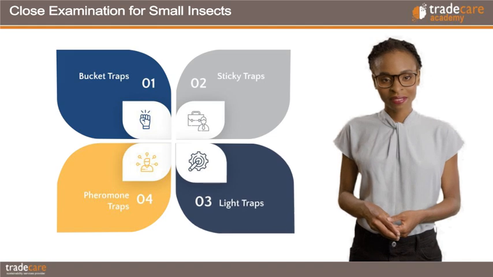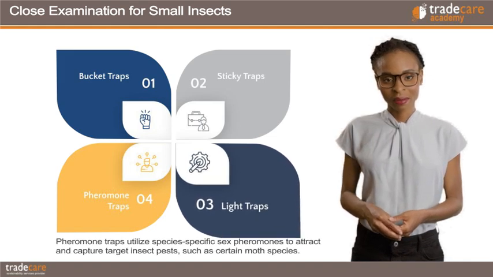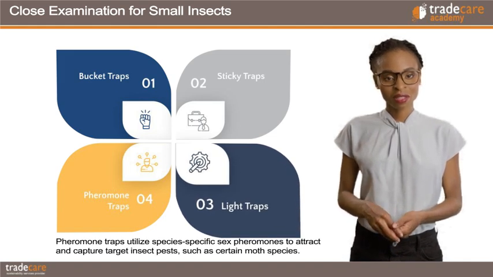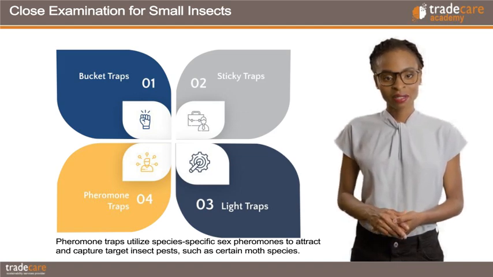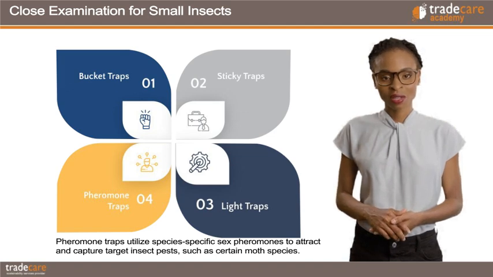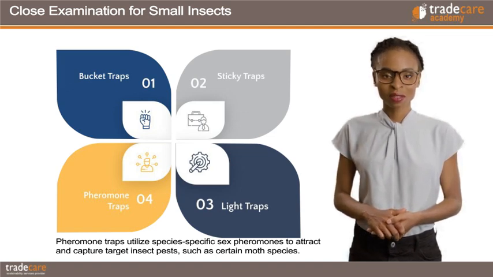Next, light traps. These traps utilize a light source to attract nocturnal or crepuscular insects such as moths and beetles. The collected insects are then identified, making these traps particularly useful for monitoring the presence and population dynamics of these pests.